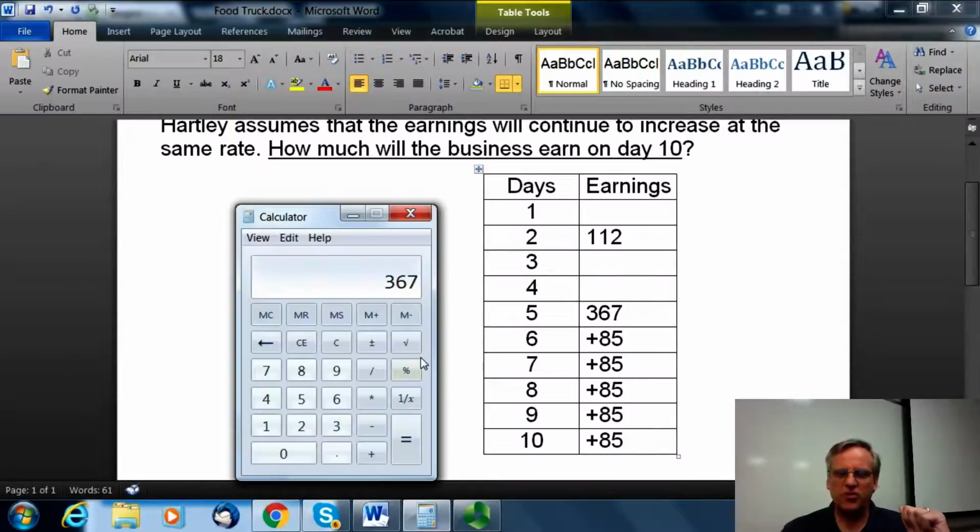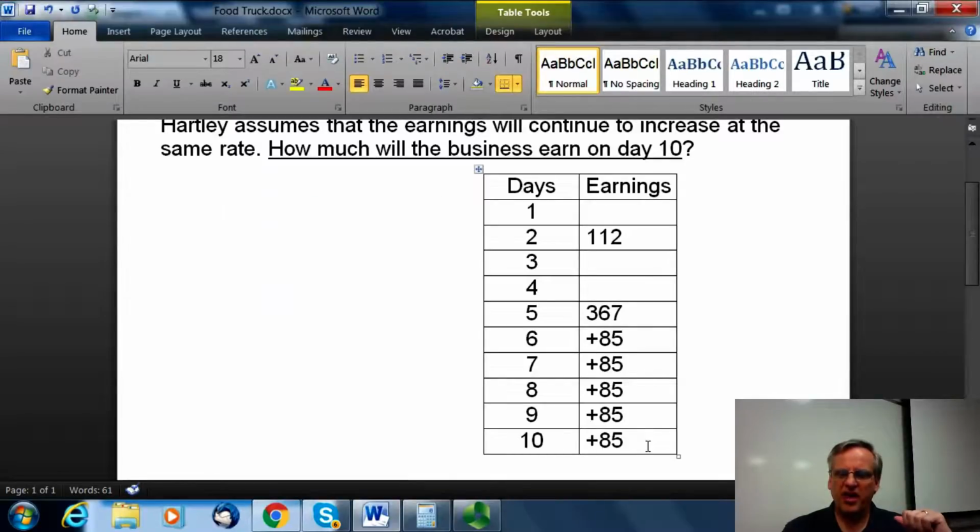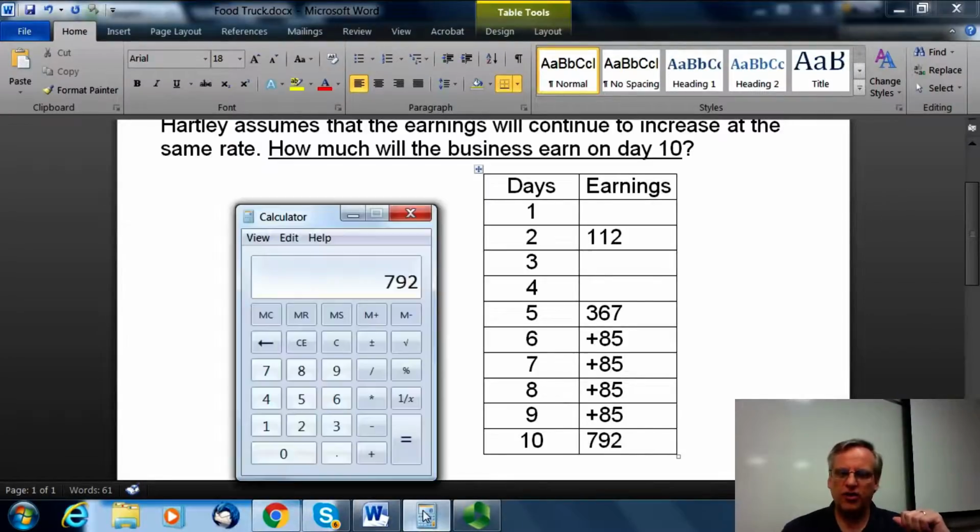So let's clear that out. We'll do 85 times 5, since there are 5 days between day 5 and day 10. Each day there's an additional $85 earned. So that means there'll be $425 more that are earned. Plus, we had that 367 on day 5, so that means we're guesstimating that on day 10, Hartley's going to earn $792.